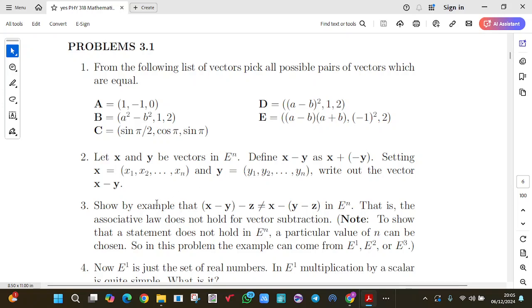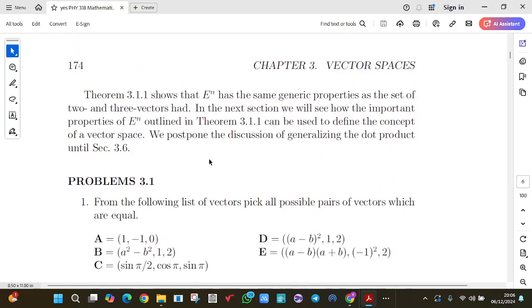Okay, let's move on. Now check the second one. Another problem, based on what we have just done. Let x and y be vectors in this Euclidean space. We have to define x minus y as this. If I give you two vectors, prove this law.